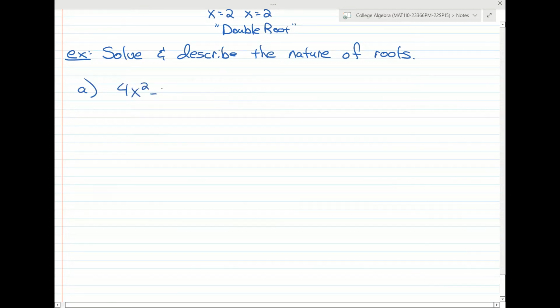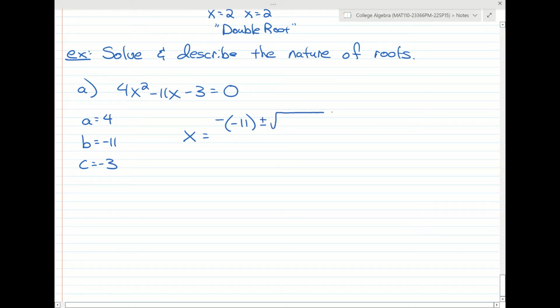4x squared minus 11x minus 3 is equal to 0. First thing, let's identify what A is, B is, and C. Next, we'll just put those numbers into our quadratic formula. And I like using parentheses to ensure that I put them in correctly. So remember, it's the opposite of B plus or minus the square root of b squared minus 4ac all over 2a.